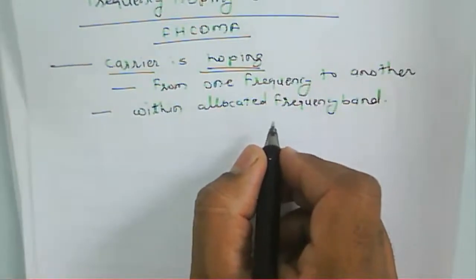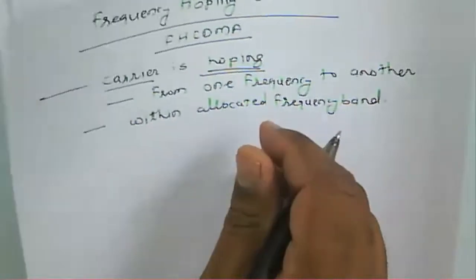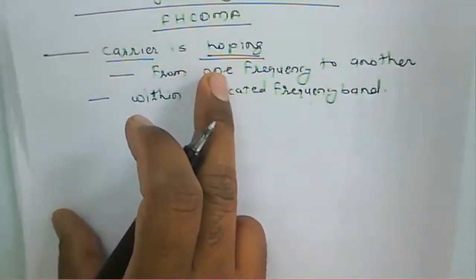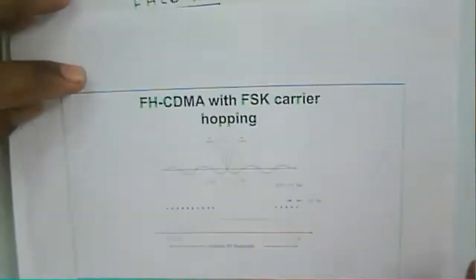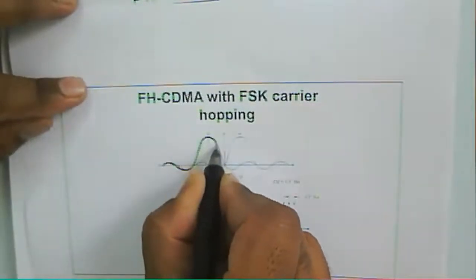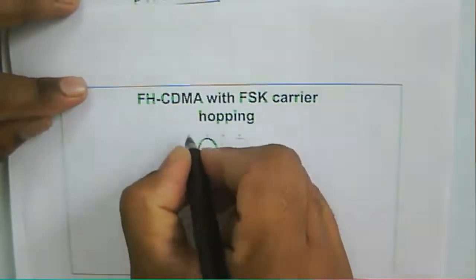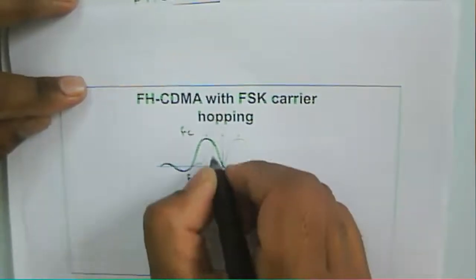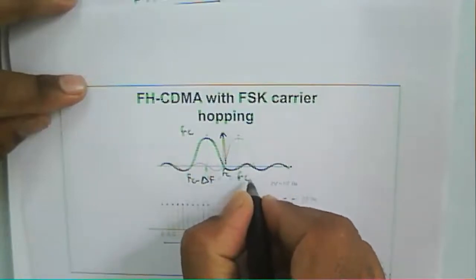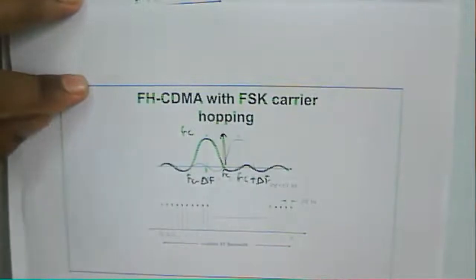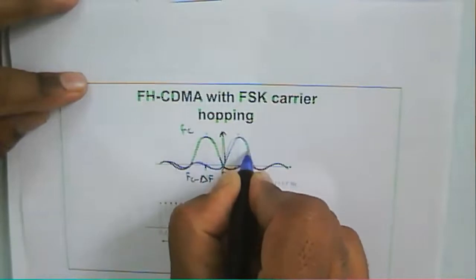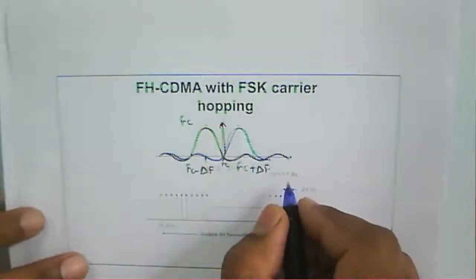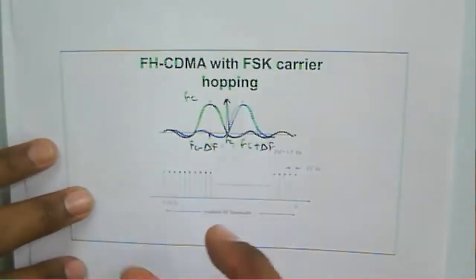So now we consider a frequency hopping modulation technique. In this we can see a frequency hopping modulated carrier. This one is FC, this one FC minus del F, this is the center frequency FC, and this one is FC plus del F. Another sequence here. So likewise, that is frequency hopping CDMA.